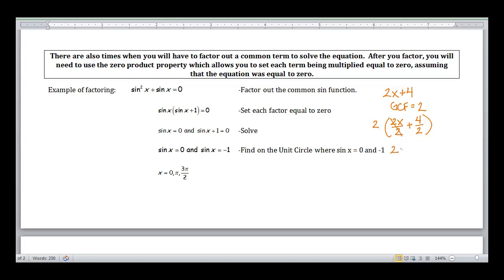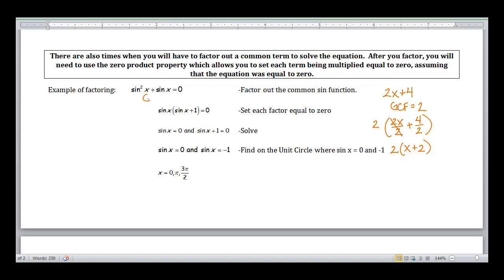Simplifying, 2 divided by 2 leaves me with x. 4 divided by 2 leaves me with 2. Notice I had 2 terms to begin with, so I have 2 terms inside my parentheses. Also, if I were to distribute my GCF back inside the parentheses, 2 times x is 2x, 2 times 2 is 4. So let's now apply that here.